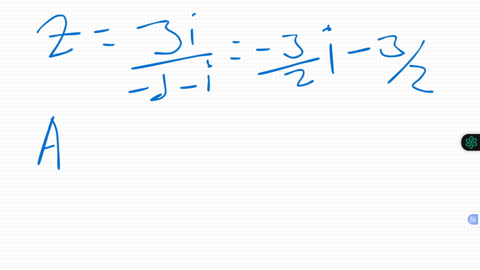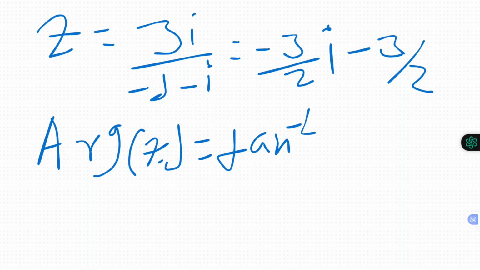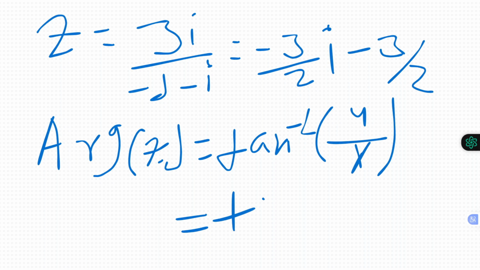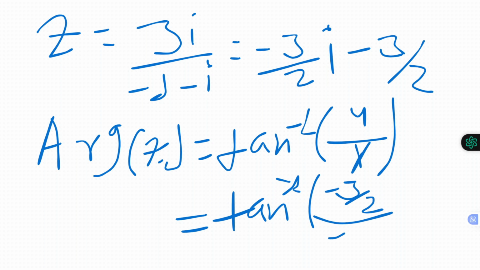Now we are asked to find the argument of this complex number z, which is tan inverse of y over x. Here x and y have equal values, so tan inverse of minus 3 over 2 over minus 3 over 2 is 1. Then tan inverse of 1 is pi over 4. So the argument of z, which is 3i over minus 1 minus i, is pi over 4.